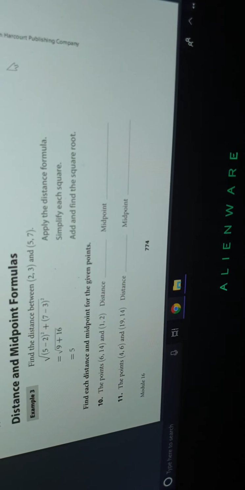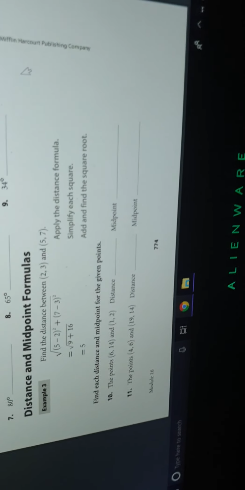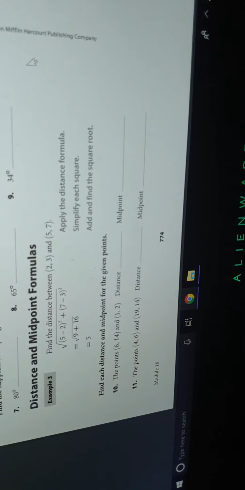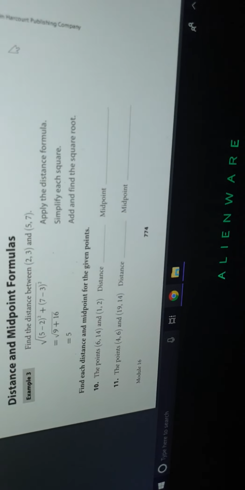And then for the last part, find each distance and midpoint of the given points. Actually, this is what we are going to be taking in lesson 16.1. And we already took it in grade 8. I hope you can remember them: the distance formula and the midpoint formula. Starting with the distance formula, I'm going to write them for you here. But anyway, you are going to take it in lesson 16.1, so don't worry if you don't know it. We are going to be learning them again.